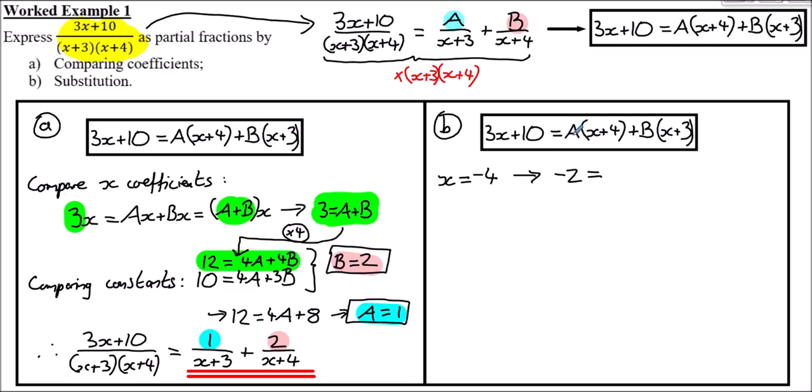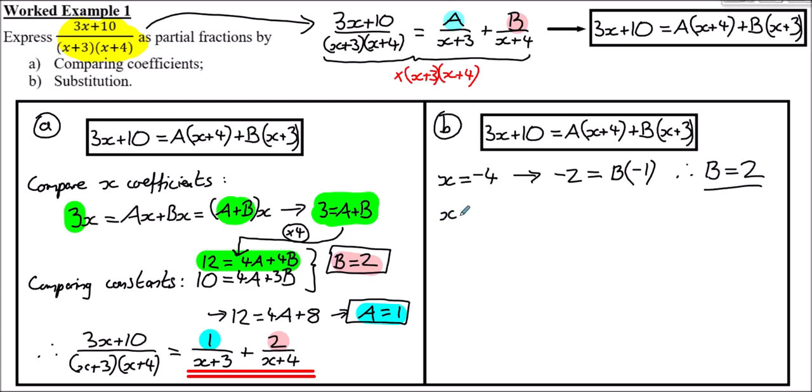This bracket here, -4 plus 4 will cancel, so I'm just going to get b, -4 plus 3 is -1. So -2 equals -b, so therefore b equals 2.